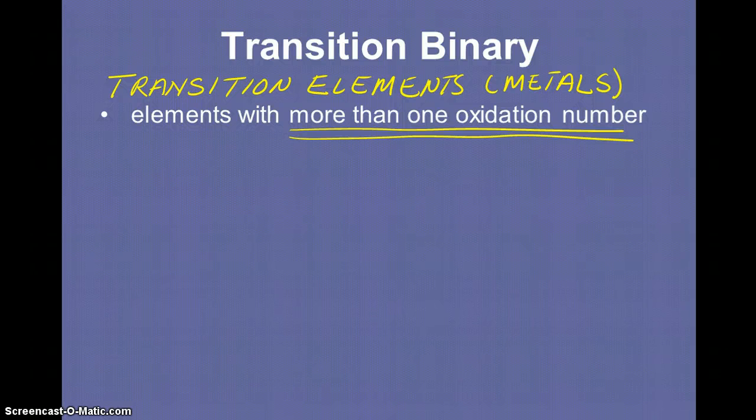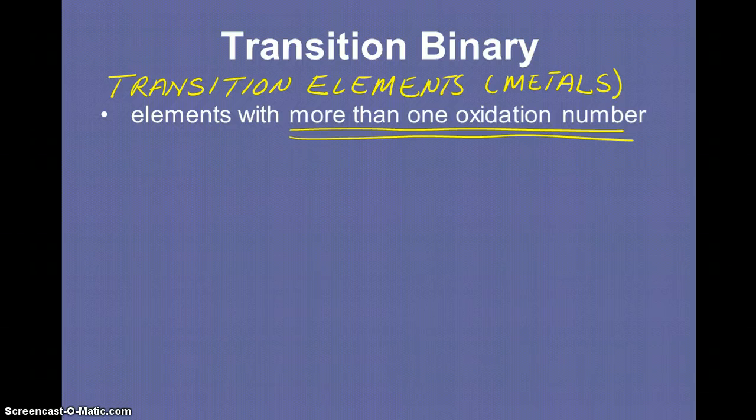We had started the transition binary and my time ran out, so let's start this again, the transition binary. Again, these are your transition elements, your metals, groups 3 through 12. Just a reminder to have that periodic chart out in front of you. You do need it. Binary, meaning more than one element. Two elements is what we're going to be dealing with here in the transition area.